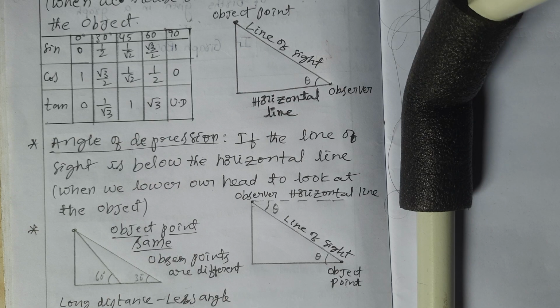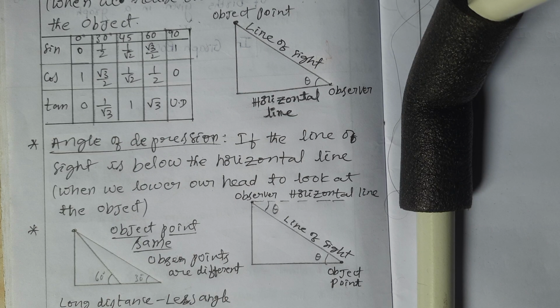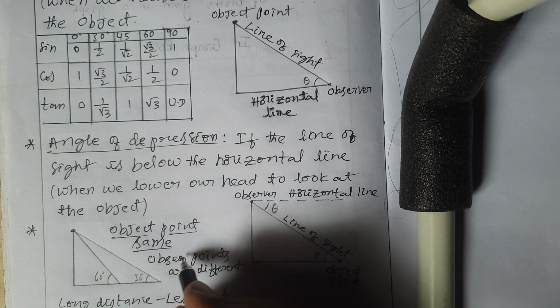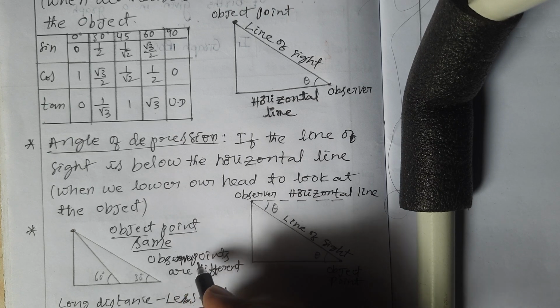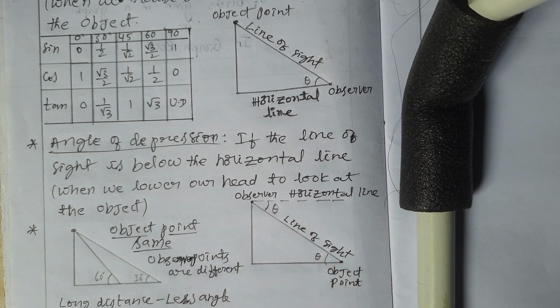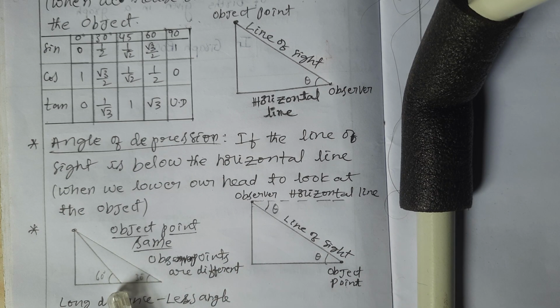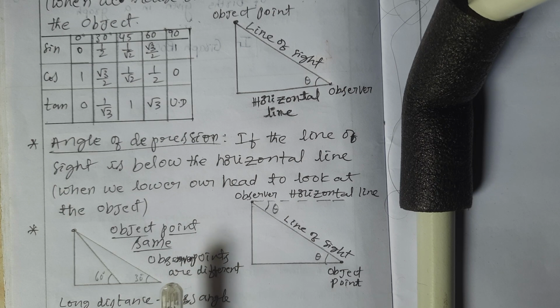Observer points are different. Observer points means downside, here one point, and there another point. Make it correct: observer, I rubbed and overwrote it, that's why it looks black. Observer spelling. Points are different. Long distance means less angle, less distance means more angle.